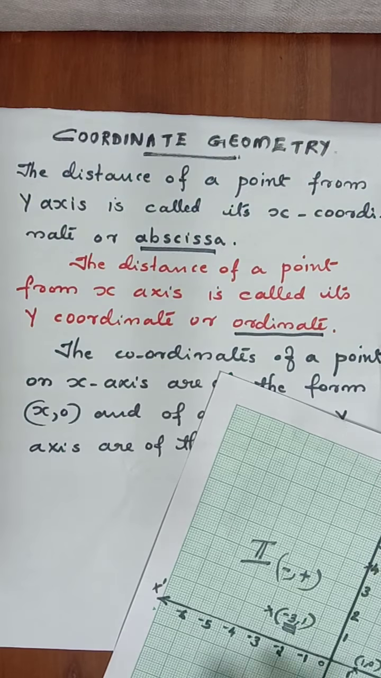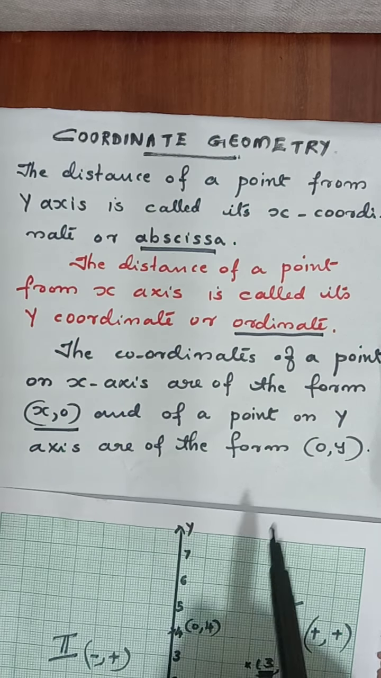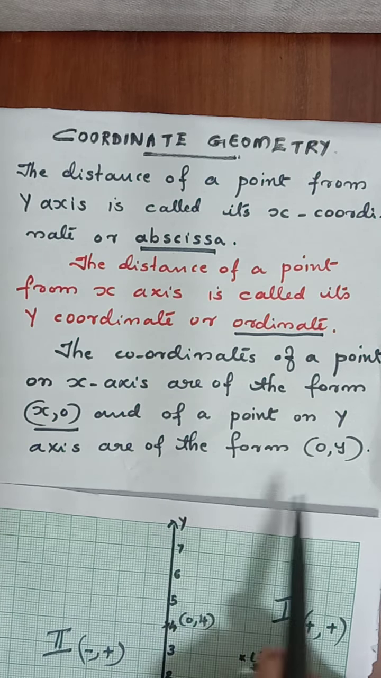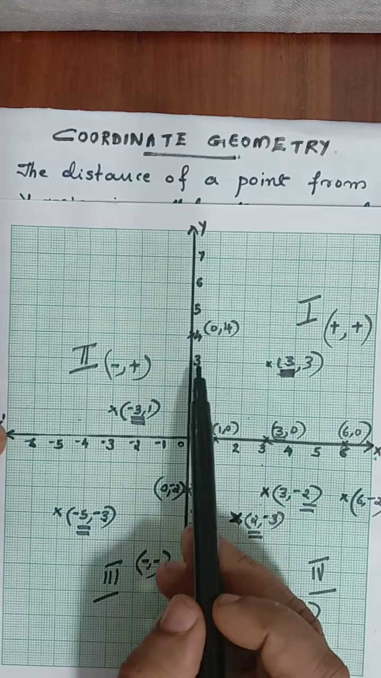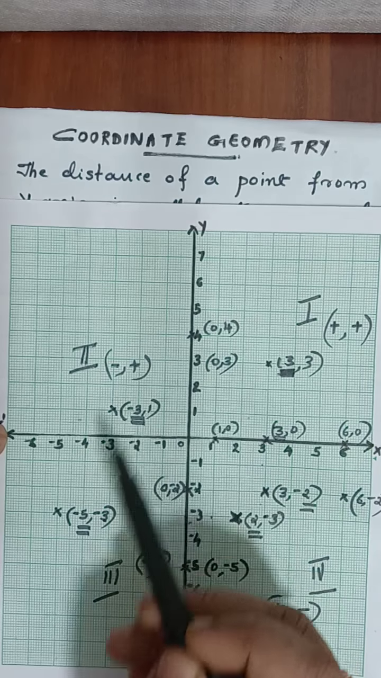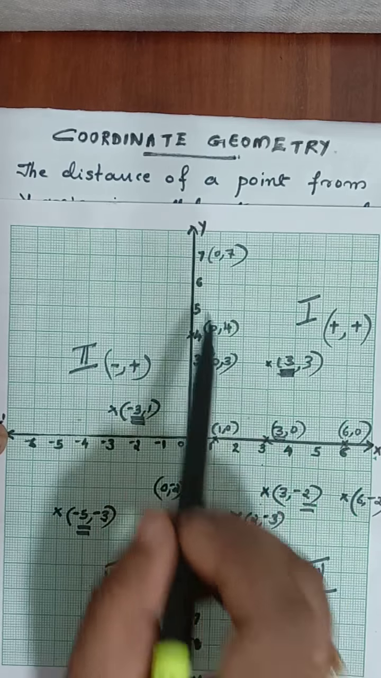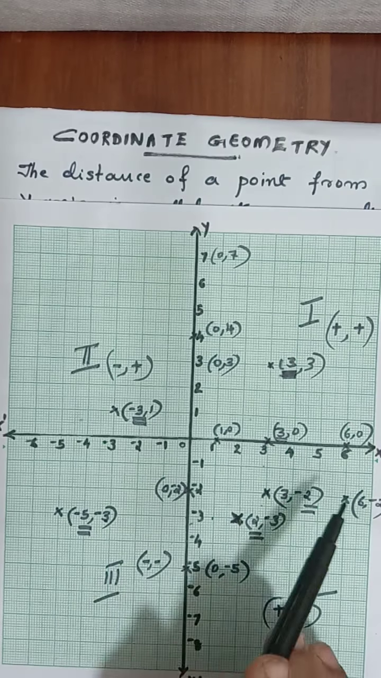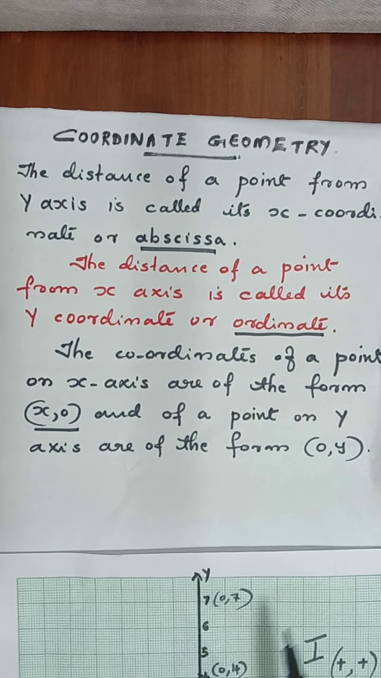So any point on the x-axis is (x, 0), and points on the y-axis are of the form (0, y). For example, on the y-axis, number 3 is (0, 3), number 7 is (0, 7). Here it is of the form (0, y). The y-coordinate will be there if it is on the y-axis.